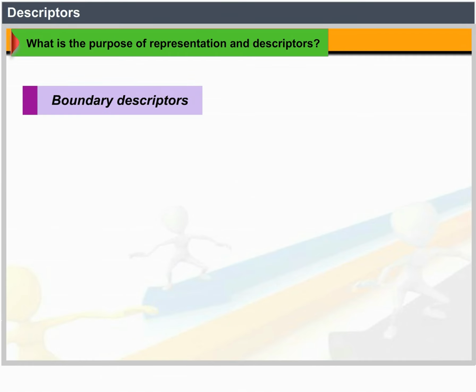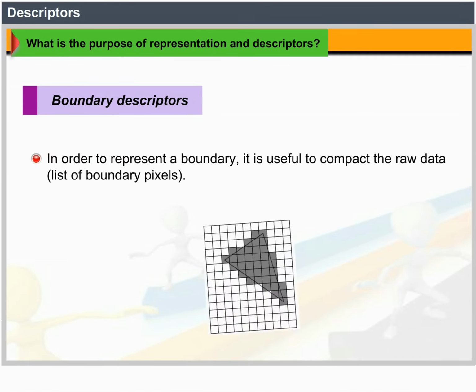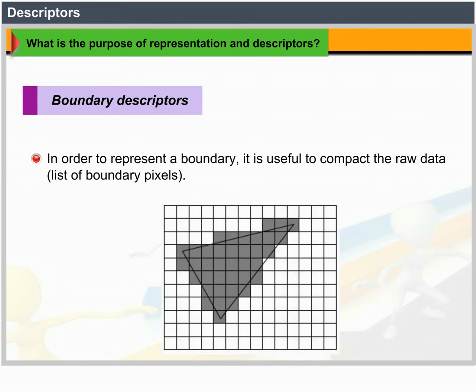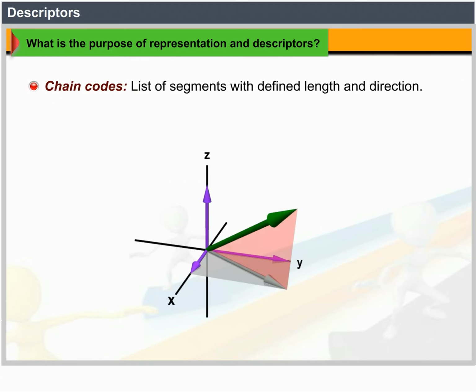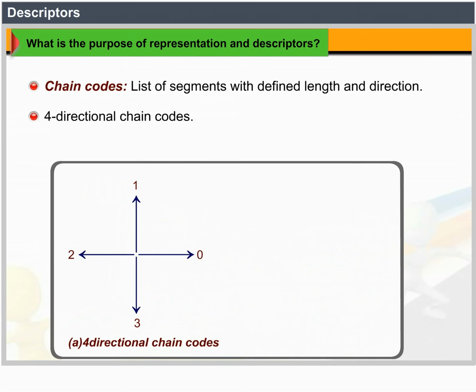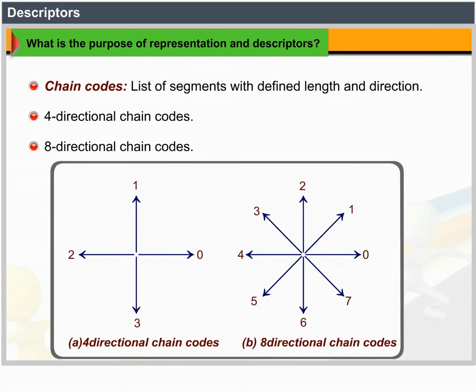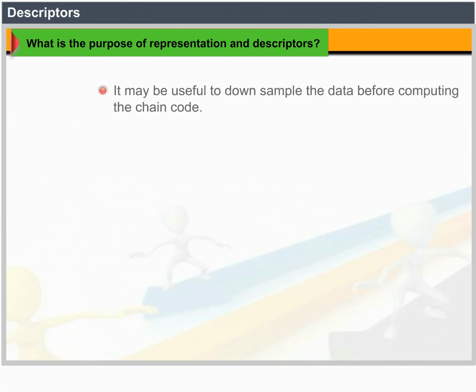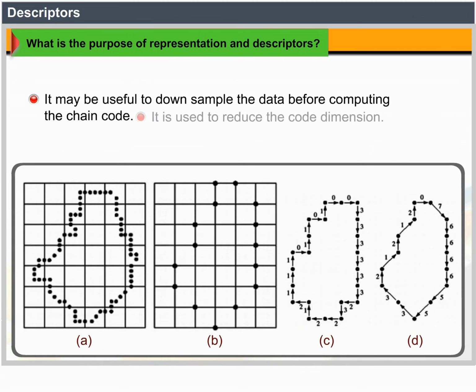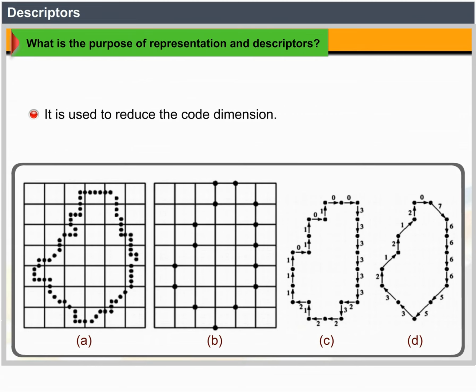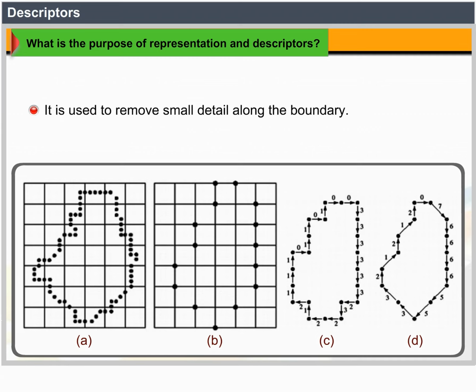Boundary descriptors. In order to represent a boundary, it is useful to compact the raw data. List of boundary pixels. Chain codes: list of segments with defined length and direction. 4-directional chain codes. 8-directional chain codes. It may be useful to downsample the data before computing the chain code. It is used to reduce the code dimension and to remove small detail along the boundary.